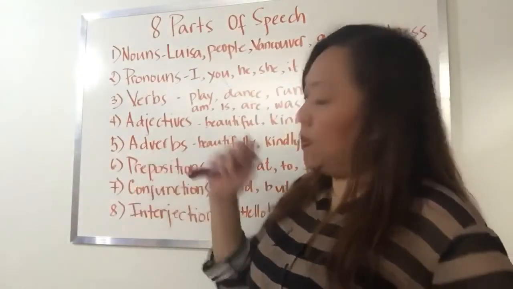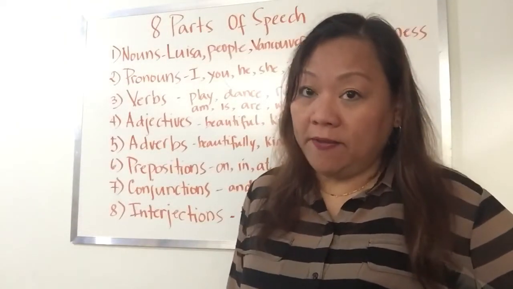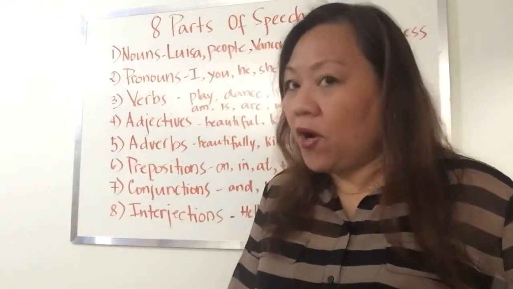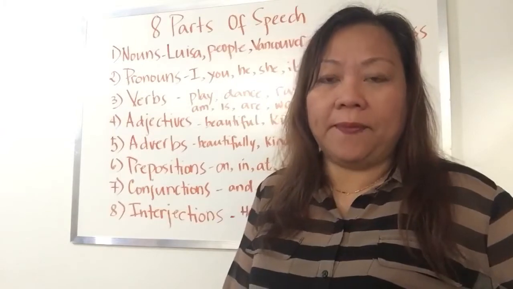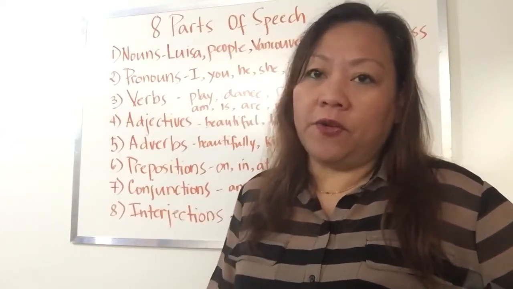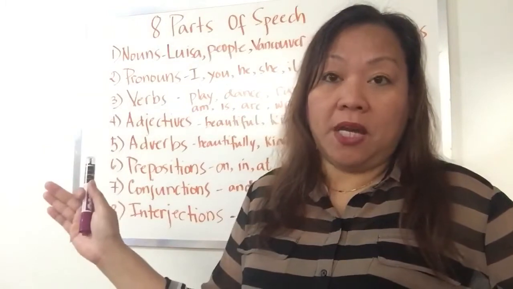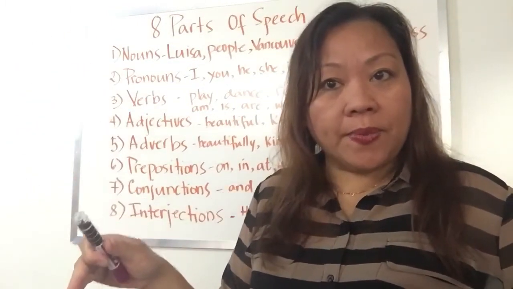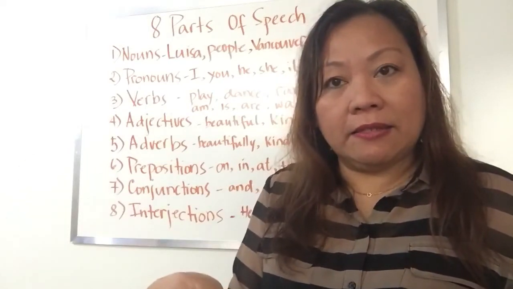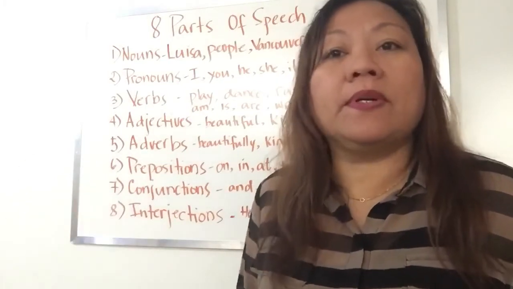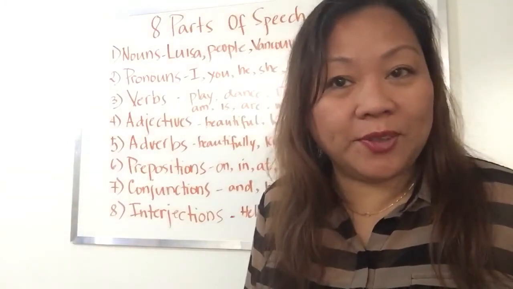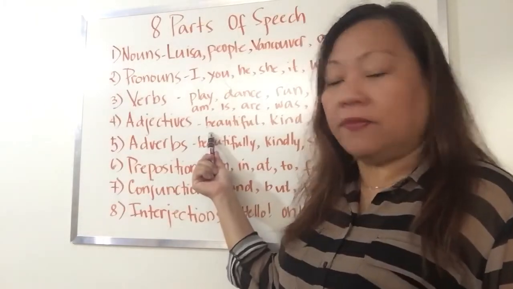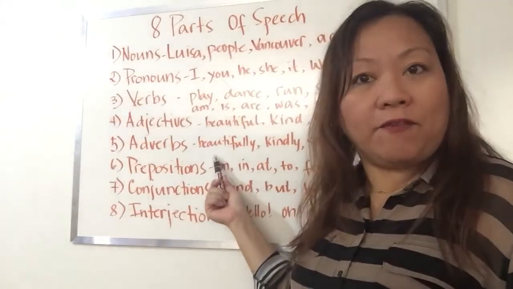Okay, so let's continue with number 5. And these are adverbs. So what are adverbs? So there are different kinds of adverbs too. Okay, but most of these adverbs were formed from adjectives, meaning you add ly at the end of an adjective, then it becomes an adverb. Okay, for example, beautiful is an adjective, beautifully is an adverb.